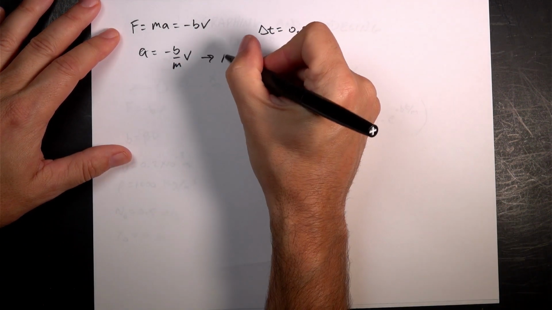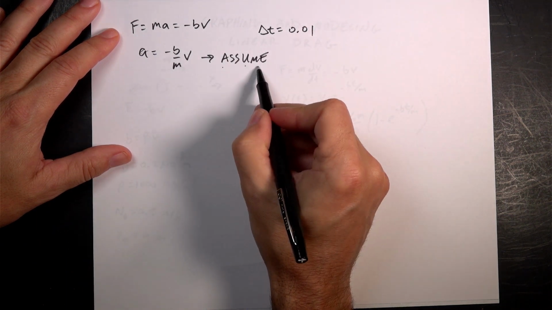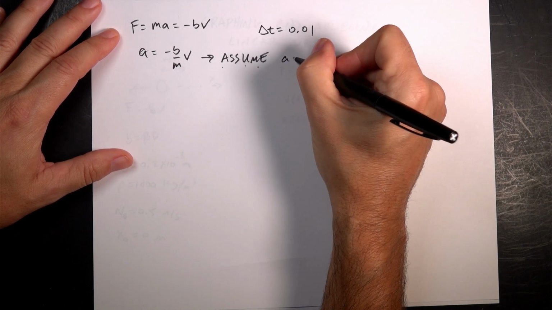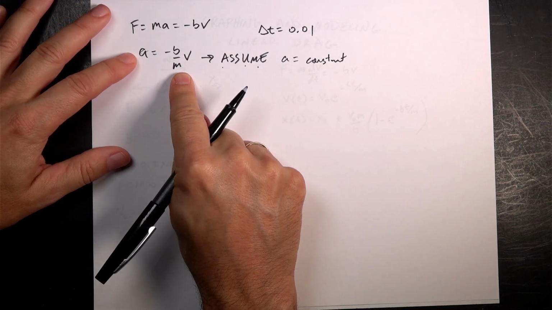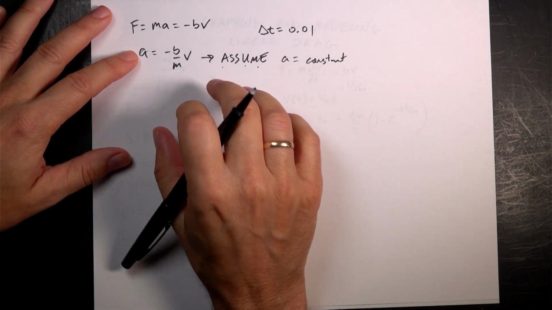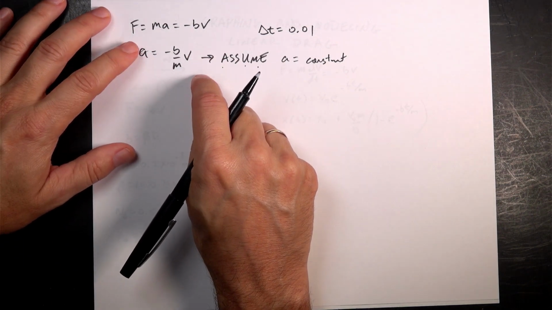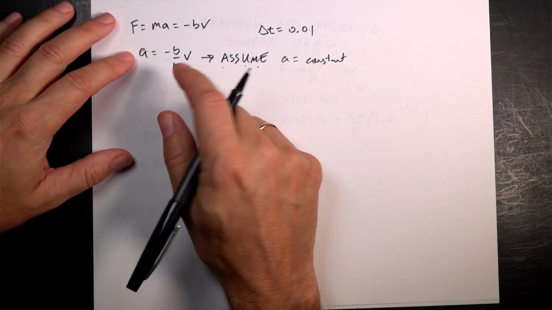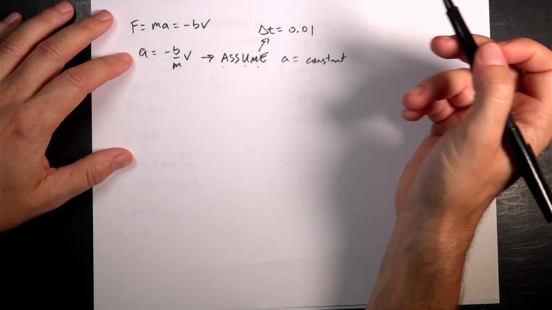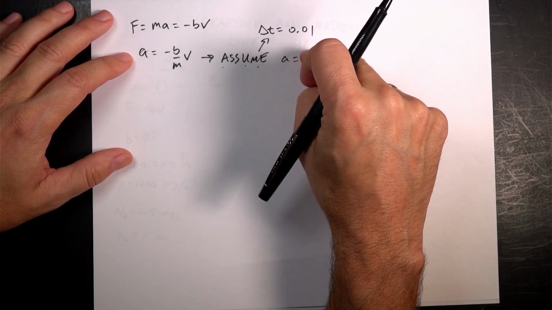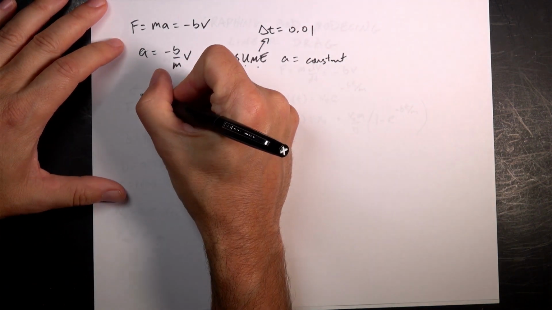Now let's assume, and of course you know what happens when you assume, that's fine. Assume a equals constant. So whatever I calculate, I'm going to assume that that's a constant acceleration. It's totally not constant, right? If there's an acceleration, the velocity is going to change. What's going to change the acceleration? That's the problem. But if my time interval is small enough, it's not a bad approximation, and I can always make that smaller.